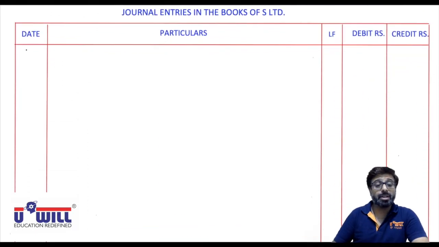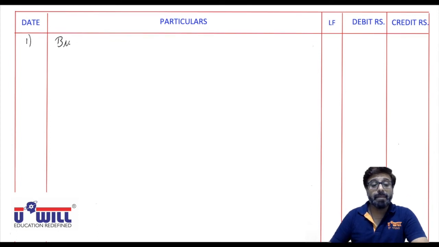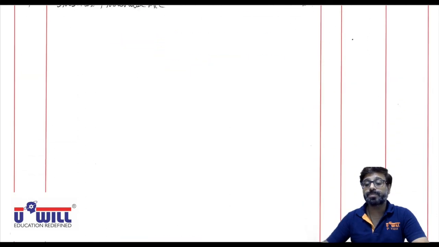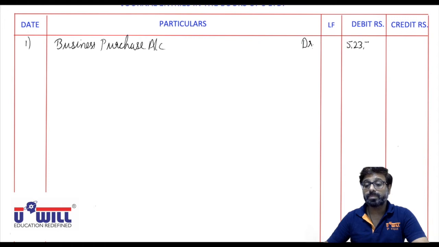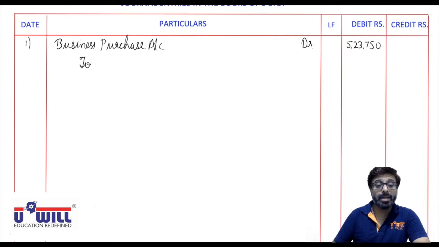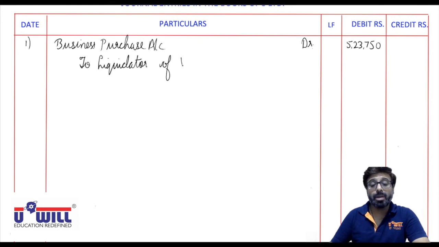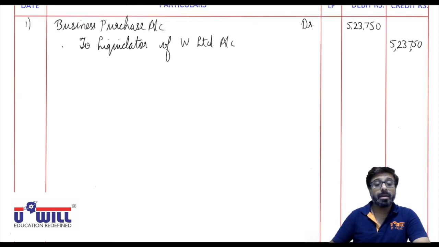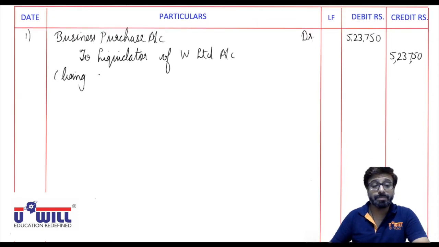So first entry by purchase method of accounting, business comes in debit, what comes in, business purchase account debit, with the purchase consideration of 523,750, and amount is payable to the liquidator, credit the payable, so to liquidator of W Limited account, transferor company, that is W Limited account 523,750, being business of W Limited purchased.